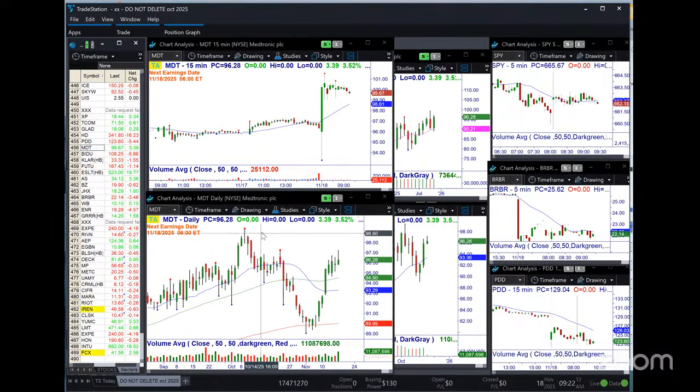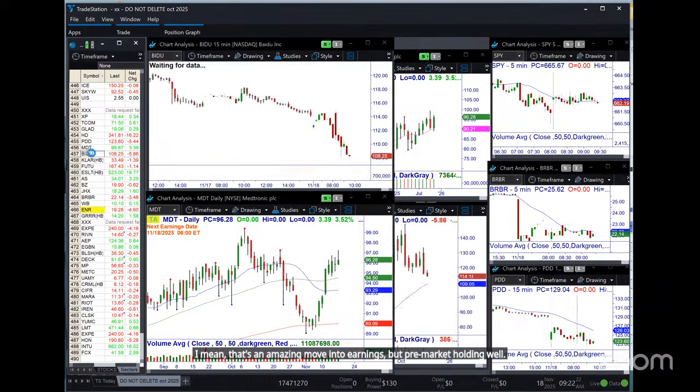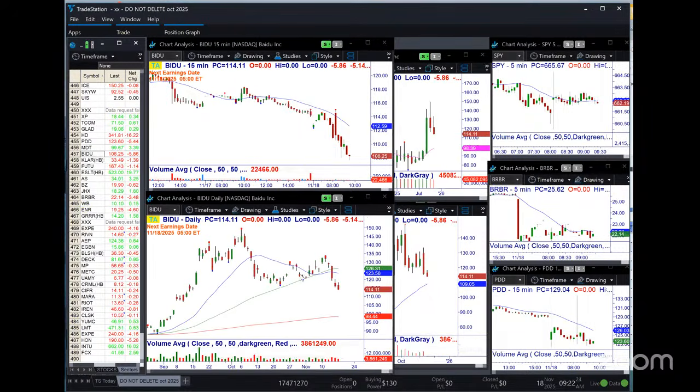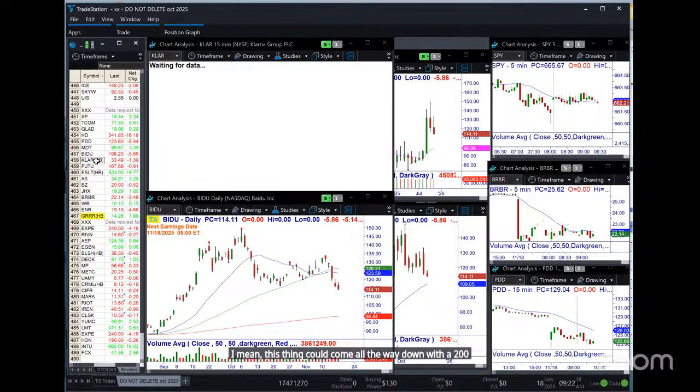Electronic, 30-minute low, possible call spread. I mean, that's an amazing move into earnings, but pre-market's holding low. Baidu 108, there's a big void here. I have no idea where this is going to stop. This is a price void, this momentum move. I mean, this thing could come all the way down to 200, who the heck knows.